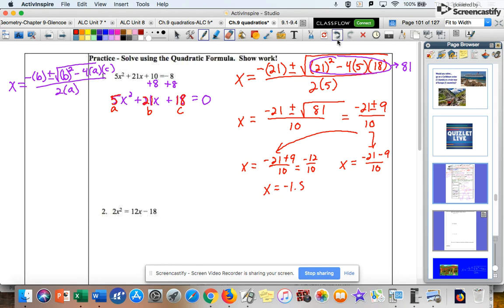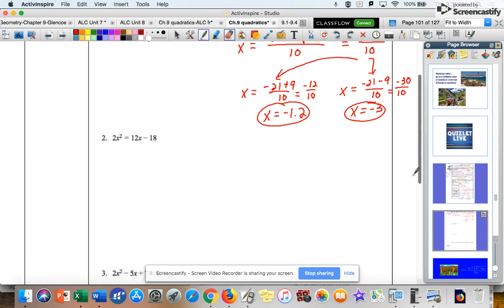Oops, 1.2. Go back here. Okay, there we go. Negative 1.2. And then the other one is a little bit nicer. Negative 21 minus 9 is negative 30, and negative 30 divided by 10 would be negative 3. So x equals negative 1.2 and x equals negative 3.